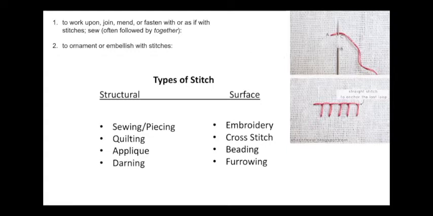Different kinds of stitches include structural stitches, or stitches that connect materials, and surface stitches that create visual designs on a material. So we can see here in our list, we have different types of structural stitches, like sewing, piecing, quilting, applique, darning. And we have surface stitches, which are embroidery, cross-stitch, beading, or furrowing.